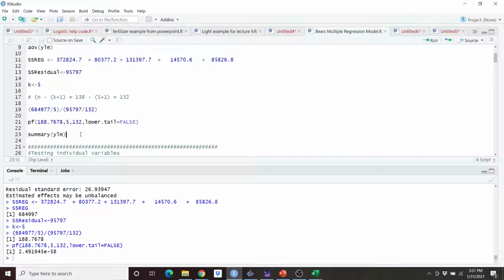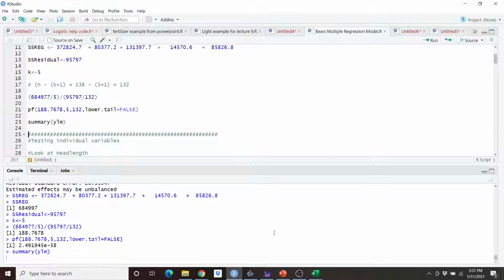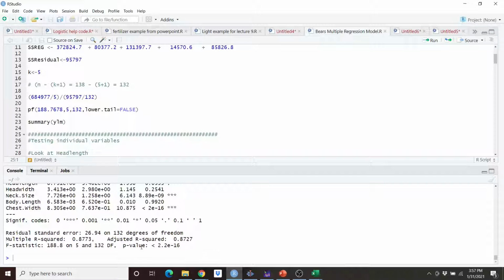But I can also do this using the summary of my linear model. Notice, right here, my F statistic is 188.8 with 5 and 132 degrees of freedom and a p-value of 2.2e-16. This is as small as it's going to get. Now that we've checked our F statistic and its p-value, and we see that p is less than alpha, we know that our global F-test says that we have a usable model.